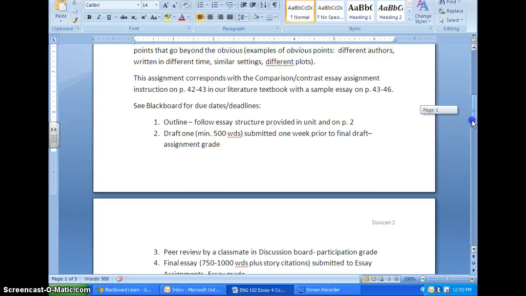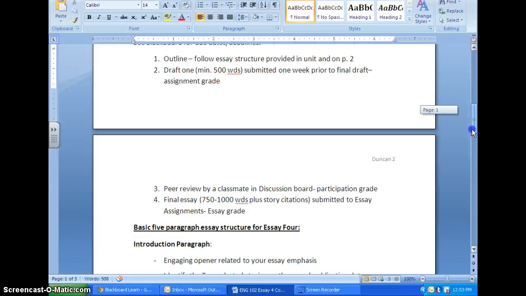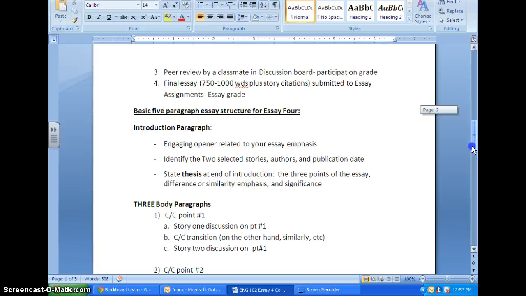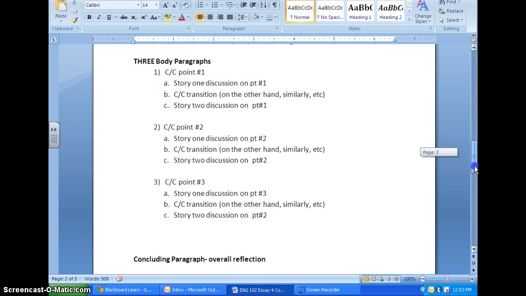There's enough to do after the draft is drafted and submitted with peer review and so forth. So make sure you have followed that outline I just showed you. And again, I remind you of the basic paragraph essay structure as it pertains to essay 4. You do want an engaging opener that brings us to your emphasis. You've got to give us, these things came from 2 stories, so they have to be mentioned, and information about them, and then lead us into the specific with that 1-sentence thesis.